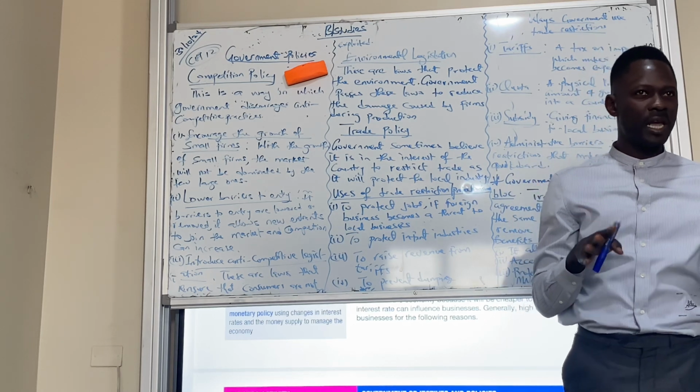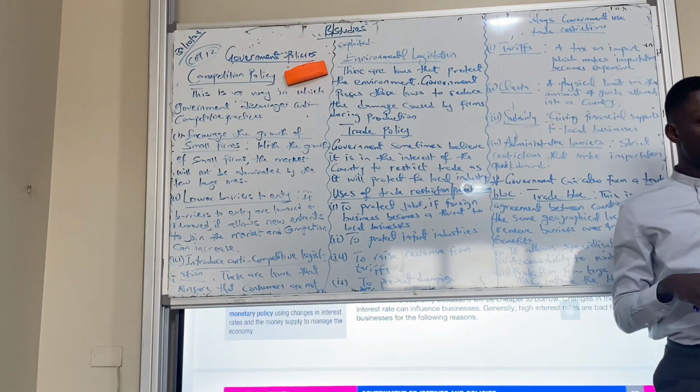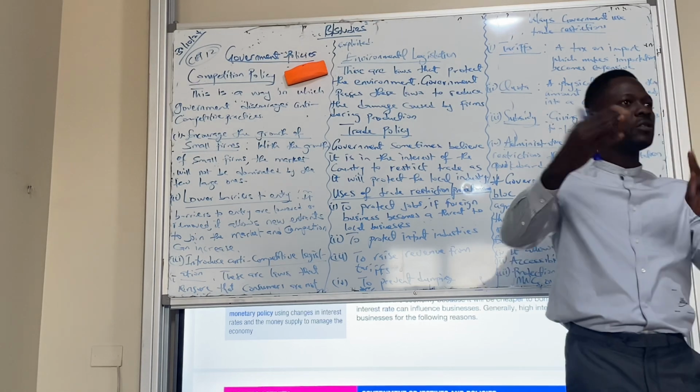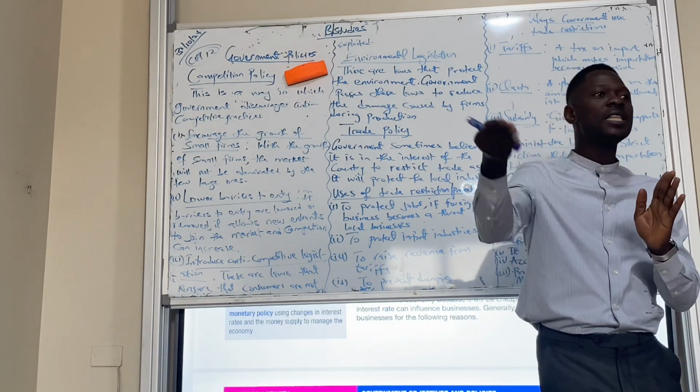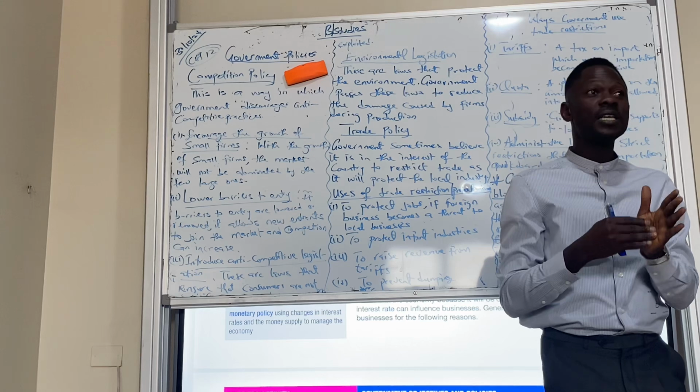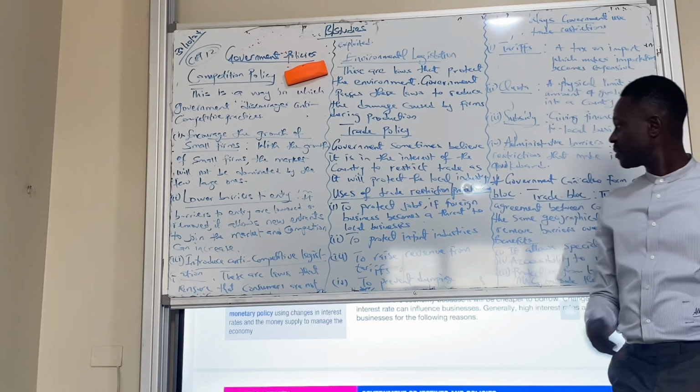Do you get what I'm saying here? Do we get trade policy here? Yes. Trade means buying and selling of goods and services. But in the course of buying and selling, government wants to ensure that we are not being exploited.